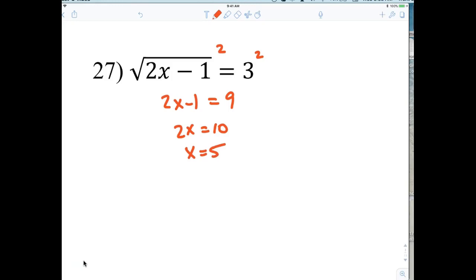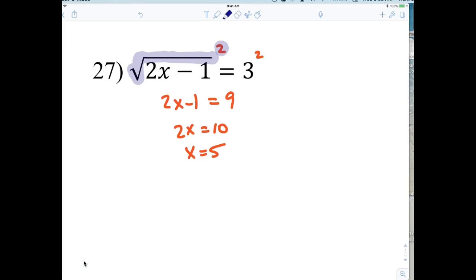Any issues? Yes, sir. Good. How come the numbers didn't change when you squared 2x minus 1? Very good question. Now try to think about it like this. This right here and this right here do what to each other? They cancel each other out.